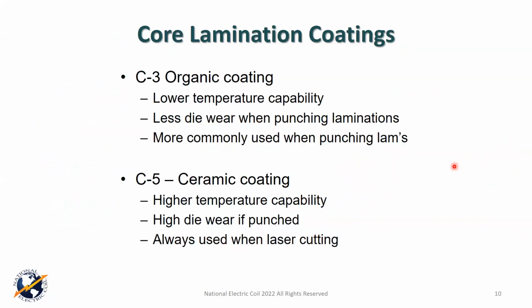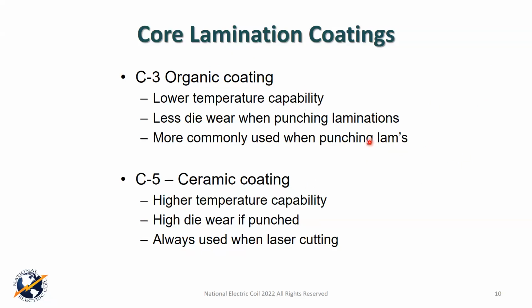Now, the core laminations and the coatings. There are two primary ones used today. There are others, but inside the generator stators, the C3 and the C5 core plates are still pretty much common, and it refers to the coating. The C3 is an organic coating. It has a lower temperature capability, but the advantage in manufacturing is that it doesn't beat up the die that stamps or punches them as much, okay? And it's most commonly used when punching laminations.